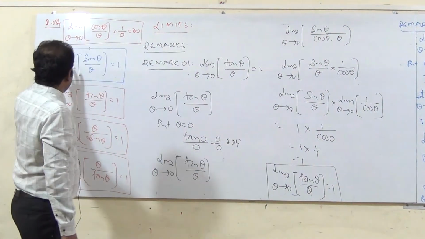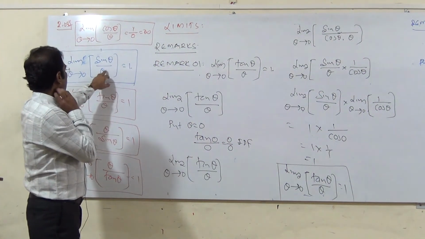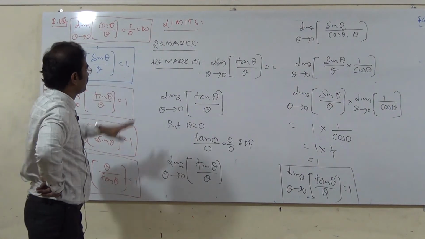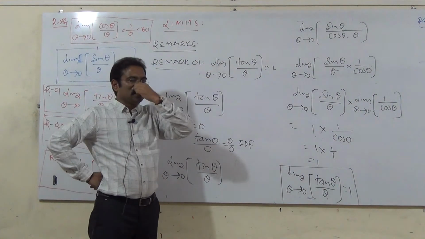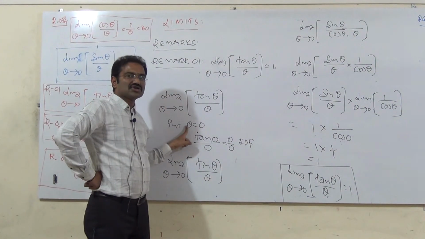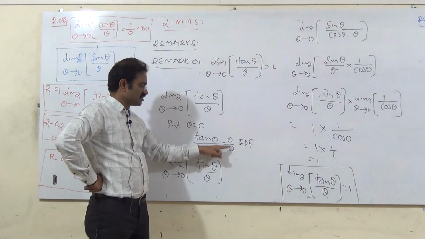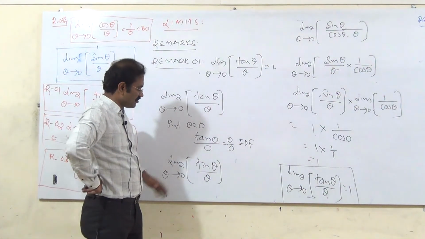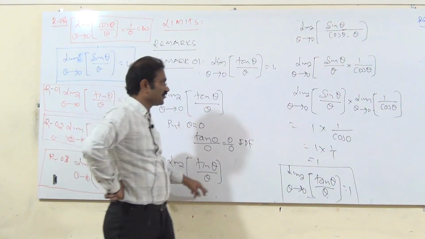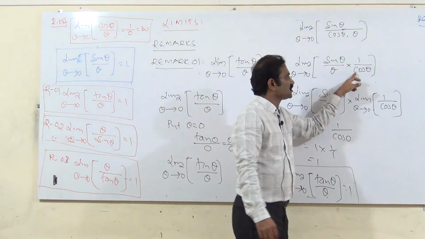It is the main identity, limit of sin theta by theta as theta tends to 0. Now, using this identity, I want to find some remarks. The first one is limit of tan theta by theta as theta tends to 0, equal to how much? Put theta equal to 0, tan 0 by 0, indeterminate form. So we go for modifications: tan theta is sin theta by cos theta, so sin theta by cos theta divided by theta, adjusted as sin theta by theta into cos theta.